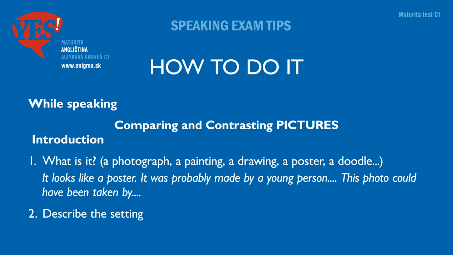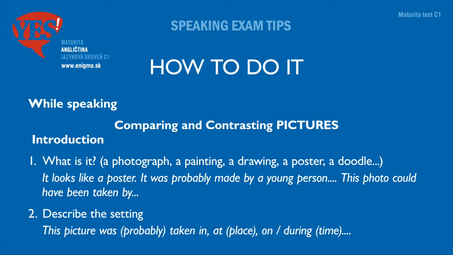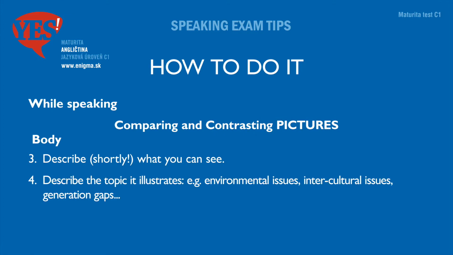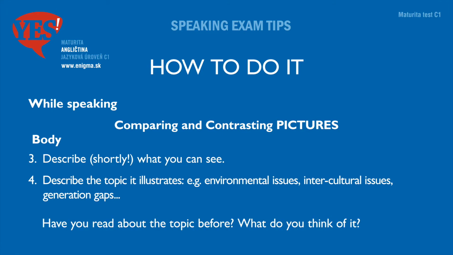2. Describe the setting. This picture was probably taken in or at a place, on, during, time. Body. 3. Describe what you can see. Describe the topic it illustrates. For example, environmental issues, intercultural issues, generation gaps. Try to remember what you've read about the topic before and what you think of it.